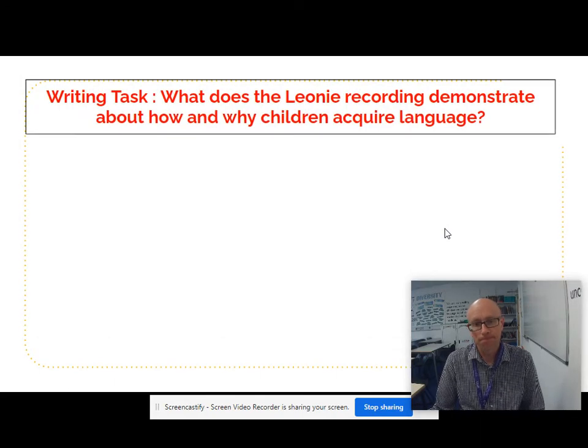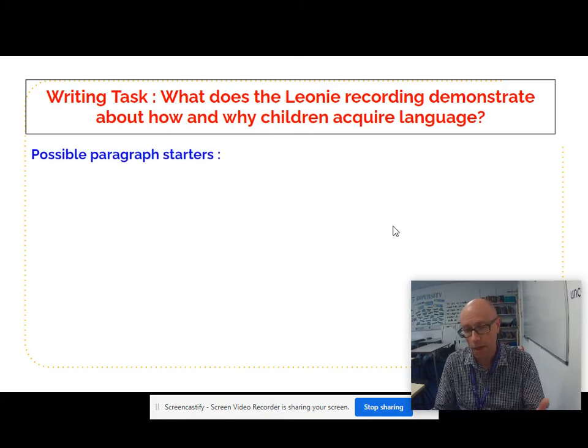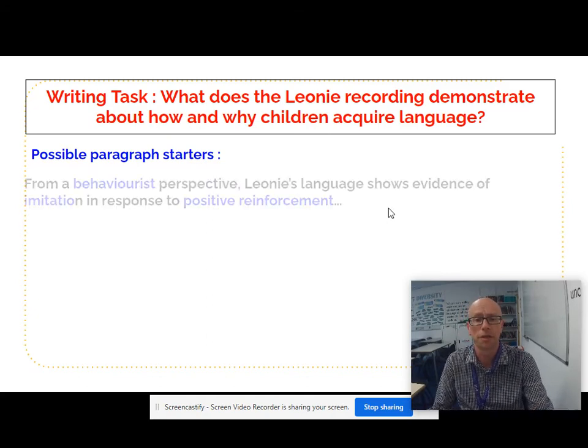Now, if you were in my class, I would be getting you to be looking at the whole of the transcript in a lot of detail, and I'd be getting you to answer the question, what does the Leonie recording demonstrate about how and why children acquire language? And I would help you by giving you possible paragraph starters that are based around these different theories.